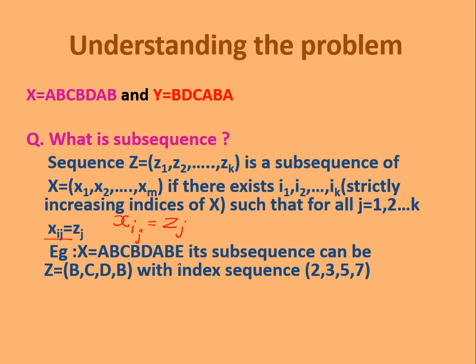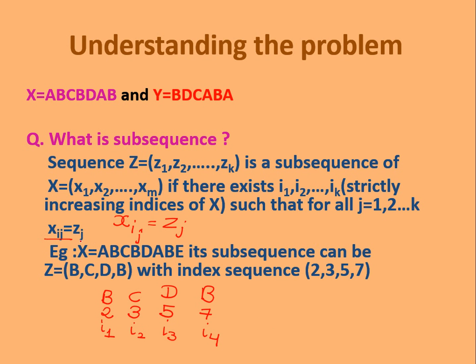You have this string and now you want to find any of its subsequences. Say I pick B first, so it's index 2. Then I pick C, index 3. Then I pick D, and then I pick B. You can easily observe here that the indices are in increasing order. I'll call them i1, i2, i3, i4.